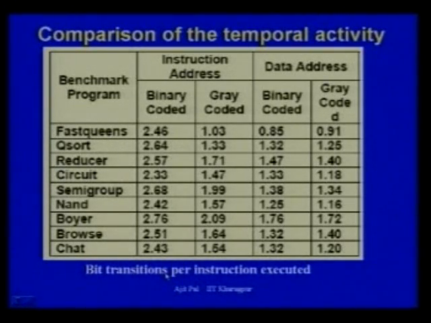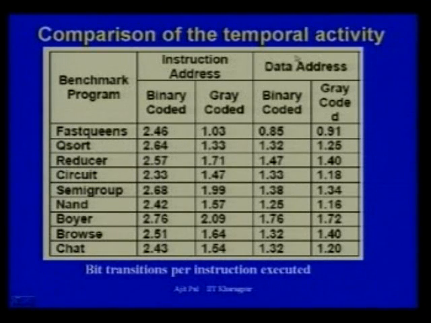A program will consist of a large number of instructions. So the total number of transitions divided by the number of instructions gives the number of bit transitions per instruction. That is shown here, whenever it is binary coded and whenever it is gray coded. There is a significant reduction, almost half. So you are reducing the switching activity, and this will lead to a reduction in power dissipation.